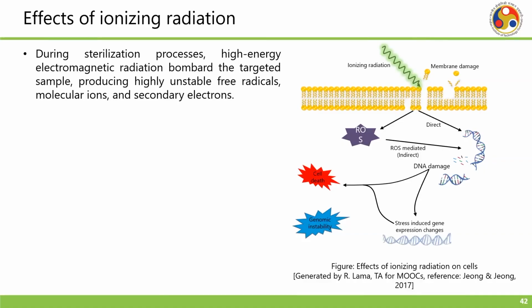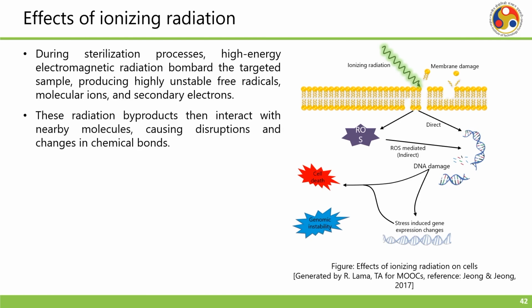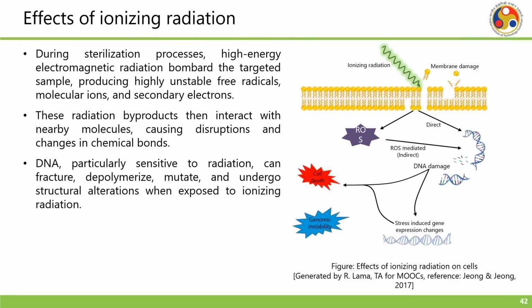Let us now try to understand the effect of ionizing radiation. During the sterilization process, high energy electromagnetic radiation bombards the targeted sample, producing highly unstable free radicals, molecular ions and secondary electrons. These radiation byproducts then interact with nearby molecules, causing disruptions and changes in chemical bonds.